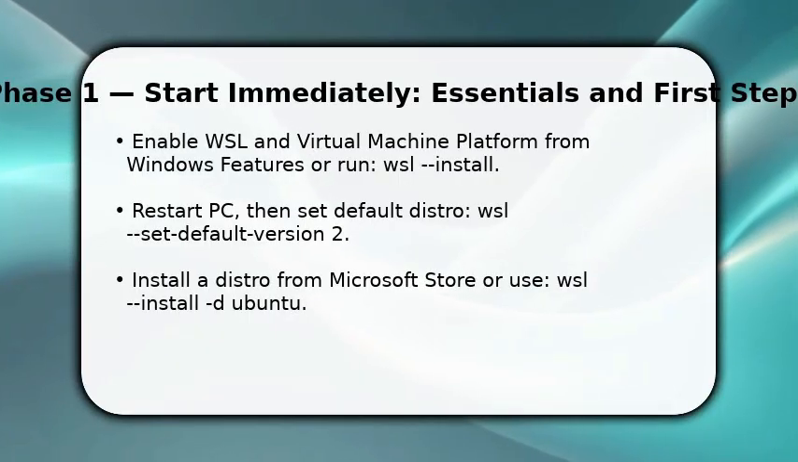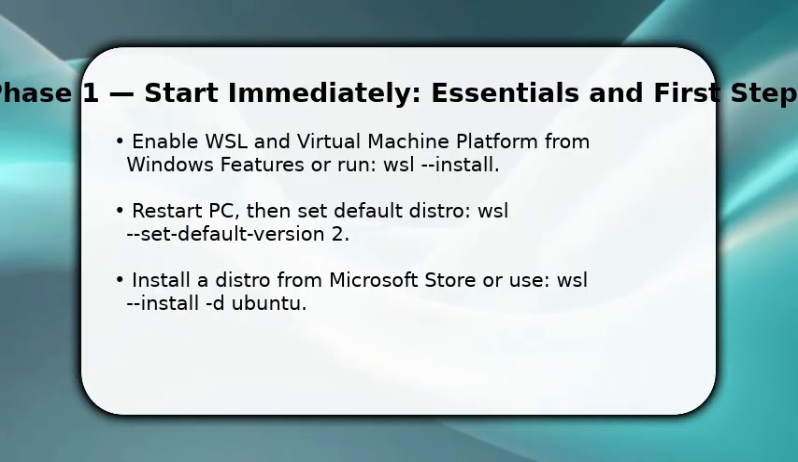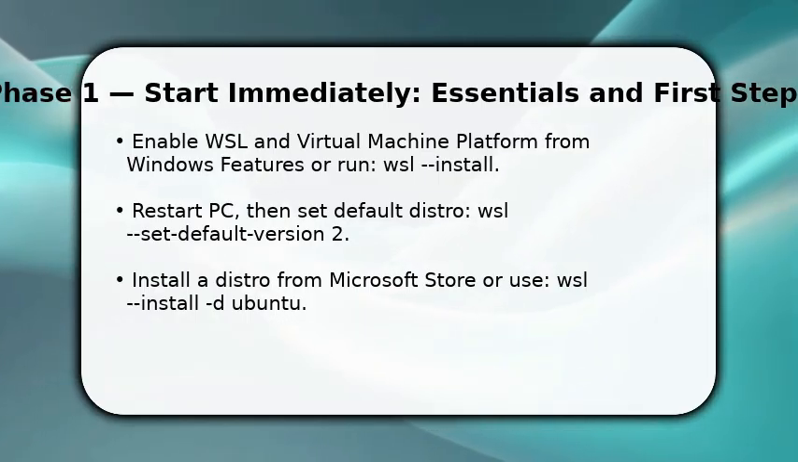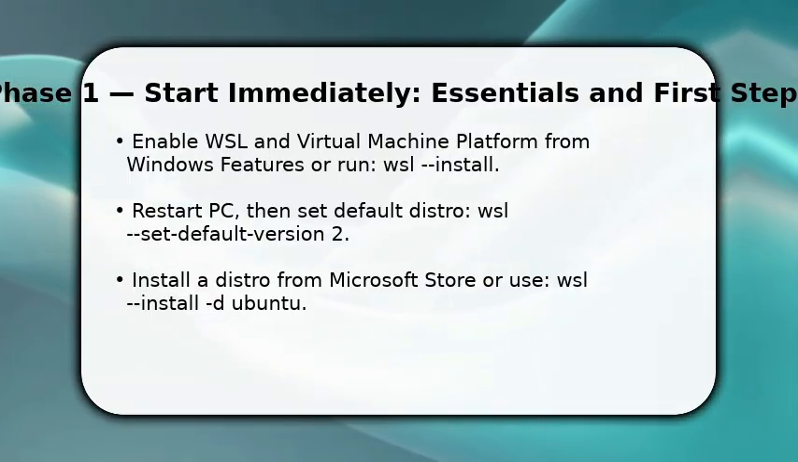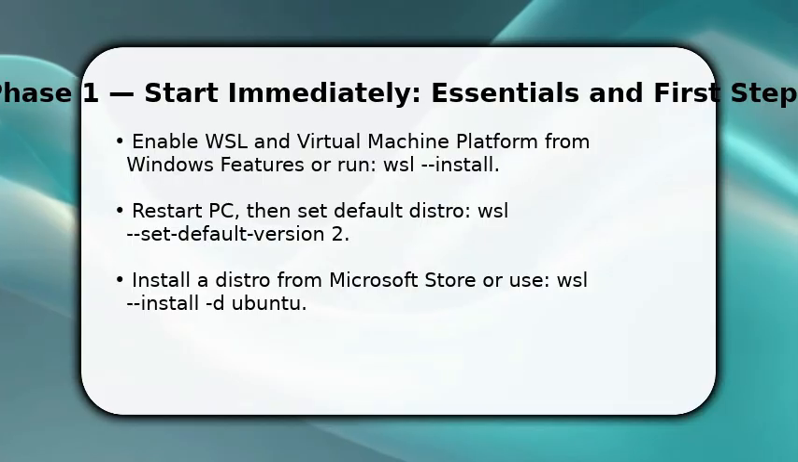You start by enabling WSL and the virtual machine platform. This gives Windows the Linux subsystem. Once done, run wsl --install to get the base system. Make sure to restart when prompted.